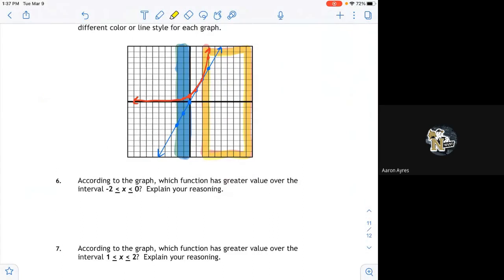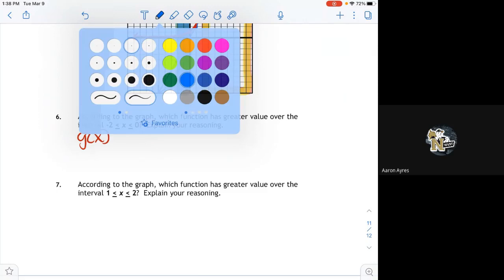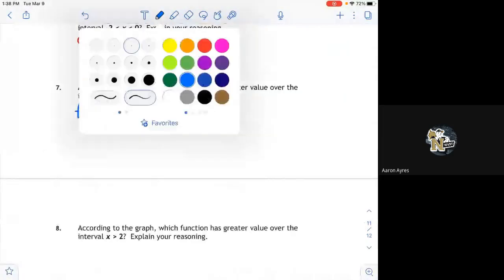All right, so blue-green. Okay, which function had greater value? That would be g of x, right? Okay. Well, mine, what was that one? Correct. Okay, and on 8.